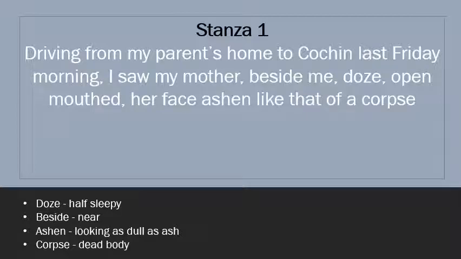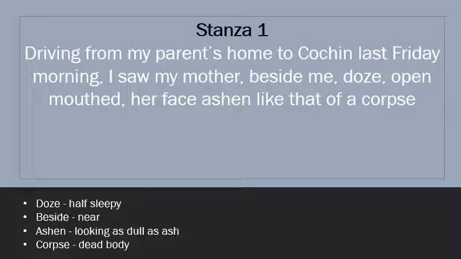And this was a traumatic experience for the poet because she was going to Cochin airport and after that she had to go somewhere else, and she would be leaving her mother behind alone, unattended. So somewhere in her heart she was having that pain.